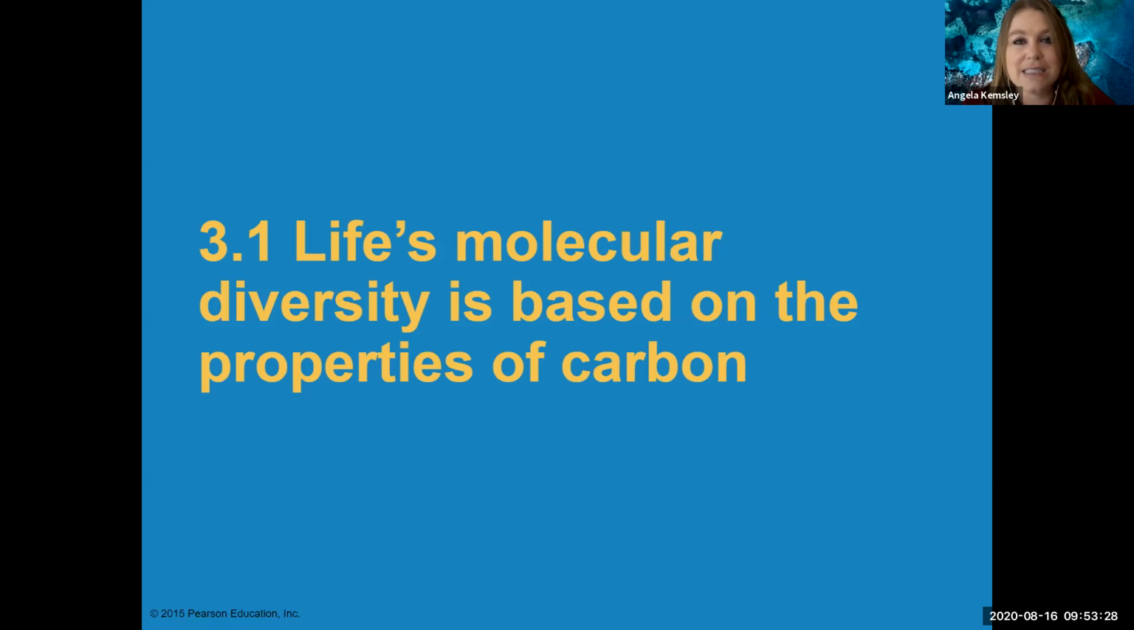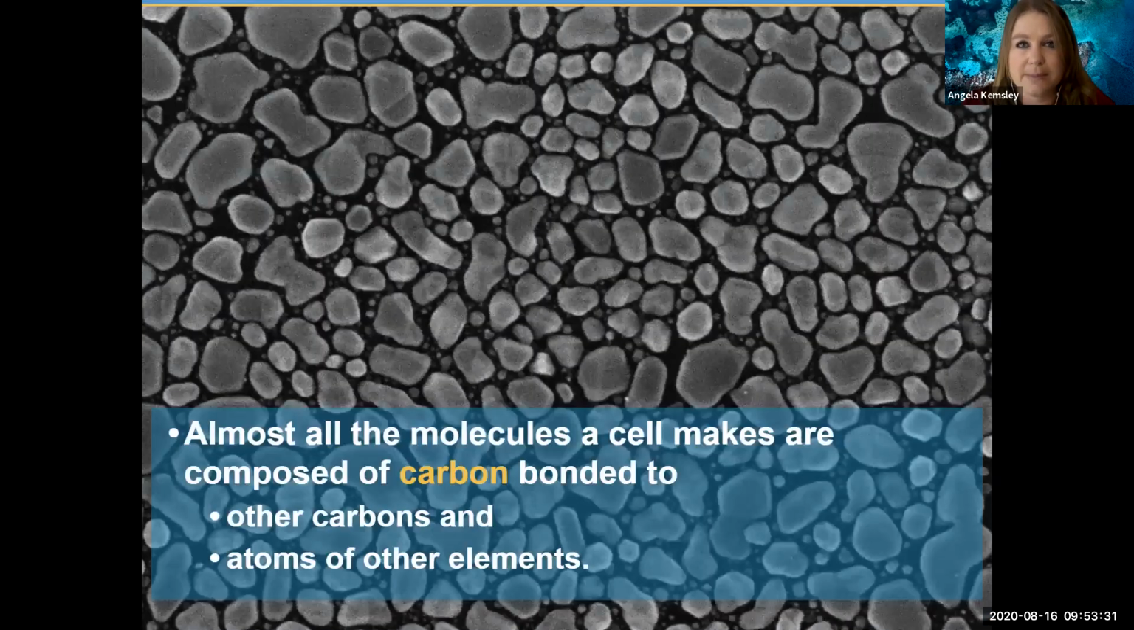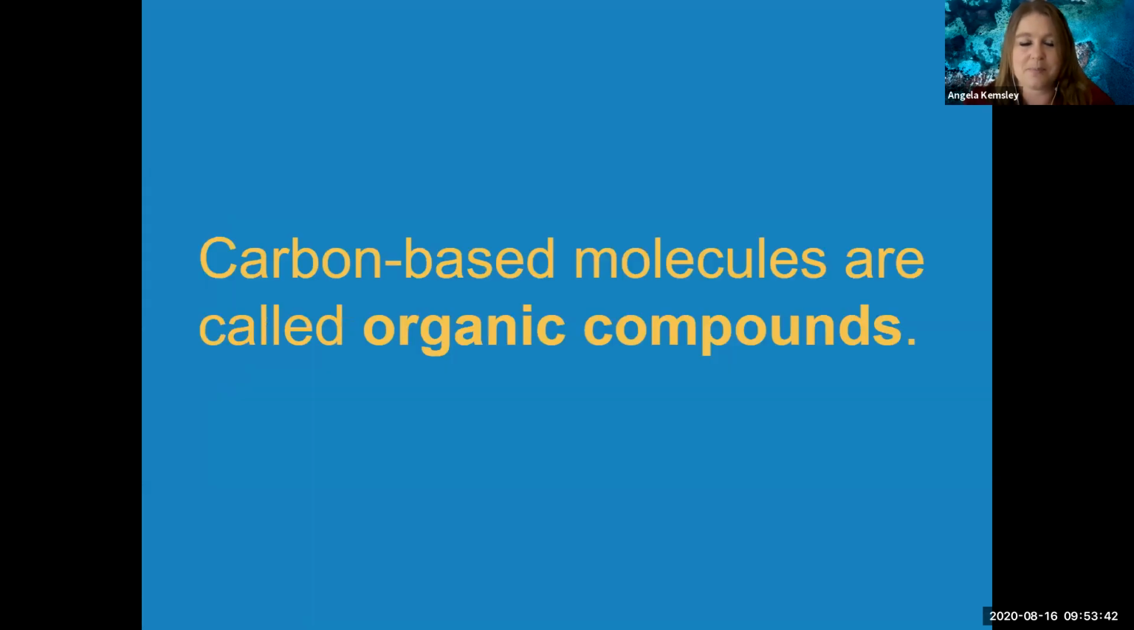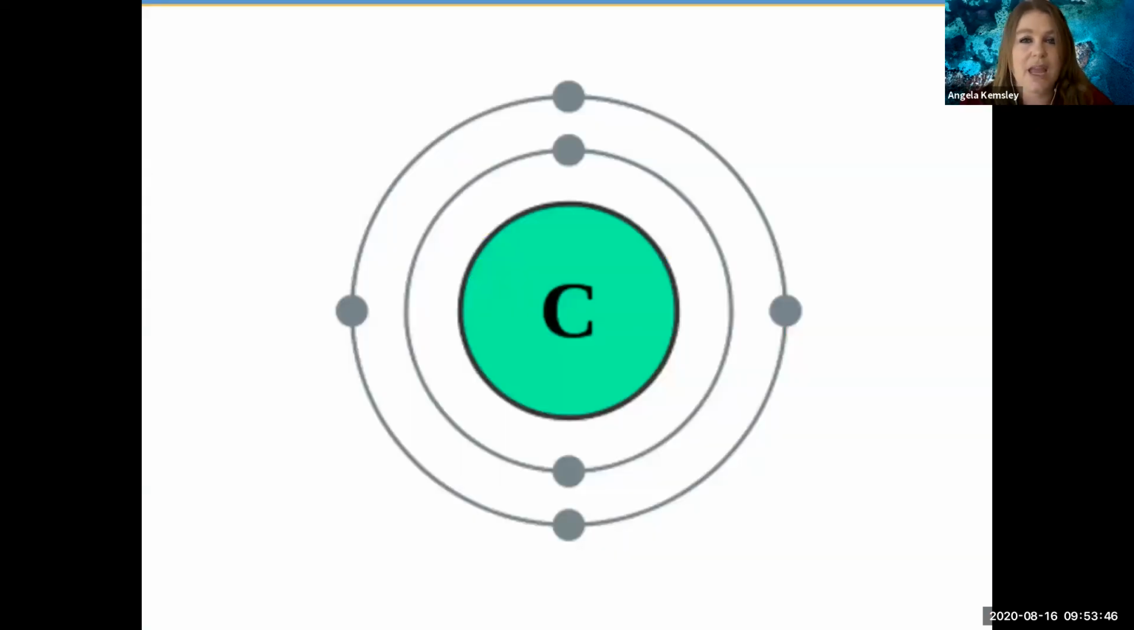So let's take a little closer look at carbon. Now, almost all the molecules that a cell makes are composed of carbon bonded to other carbons, as well as the atoms of other elements. Carbon-based molecules are called organic compounds. And take a look at carbon. So carbon has an atomic number of 6. So there are 6 protons in the nucleus of carbon. And there are generally 6 electrons in the electron shells.